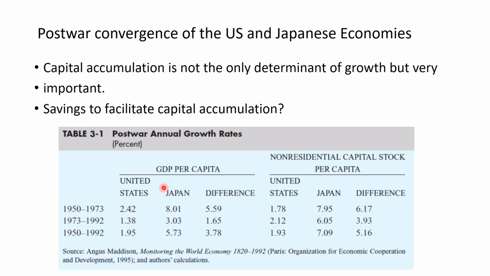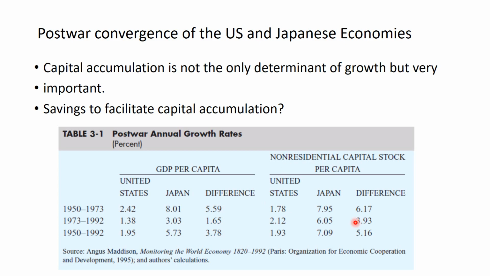On the left-hand side, we've got growth rates in GDP per capita. So for example, the 1950 to 1973 figure of 2.42 for the United States is saying that GDP per capita growth for the United States over that period was 2.42%. GDP per capita growth for Japan over that period was 8.01%, and the difference in GDP per capita growth between the two countries over that period was 5.59%.